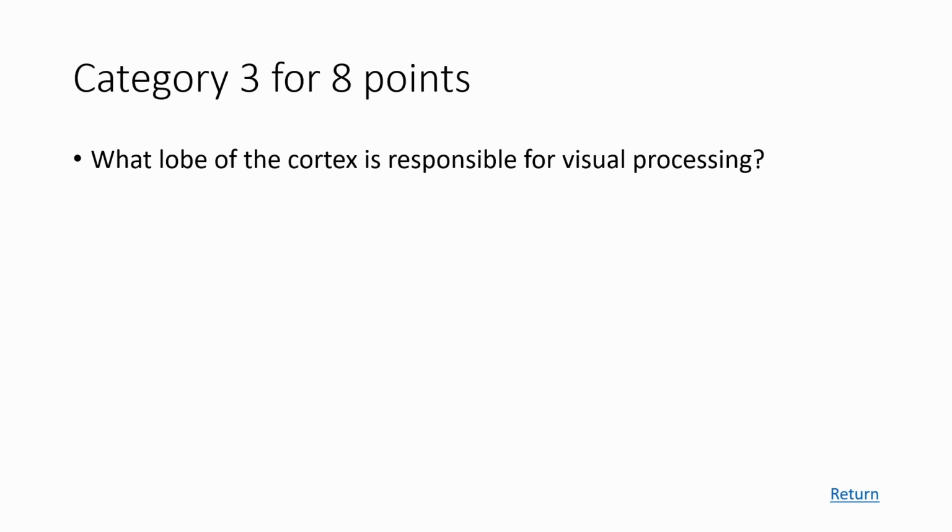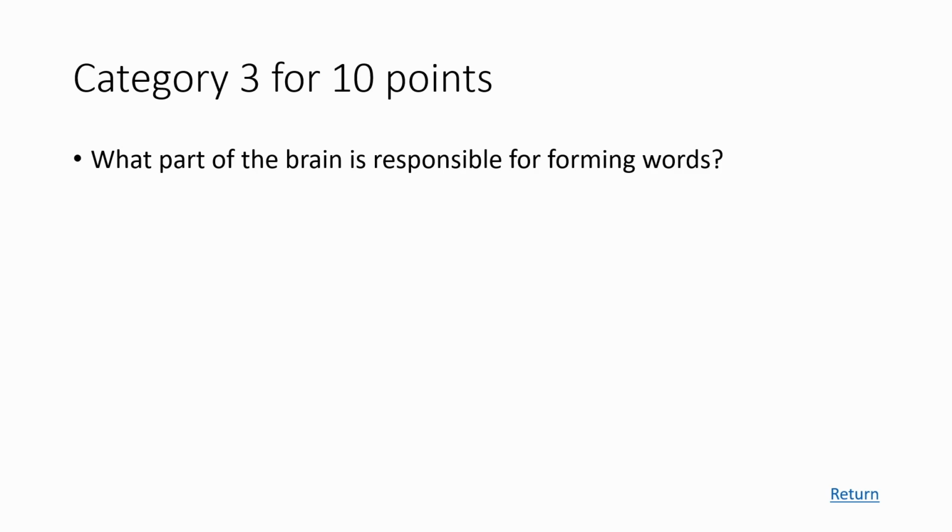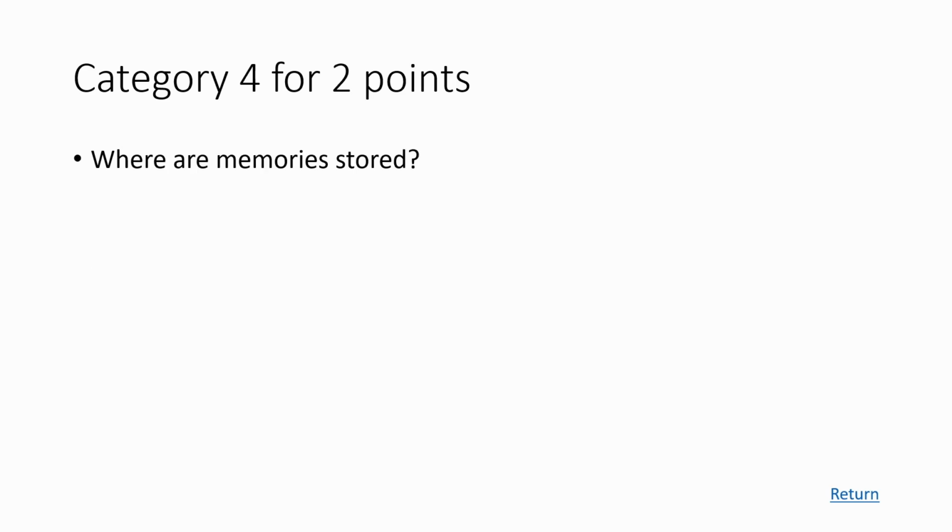What lobe of the cortex is responsible for visual processing? Occipital, very good. What part of the brain is responsible for forming words? Broca's, very good. Where are memories stored? Hippocampus. Just remember Elemental, whatever that movie was.